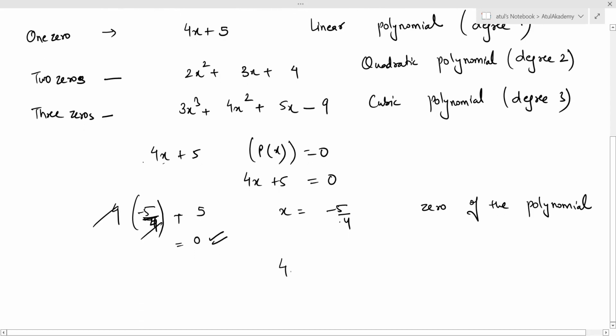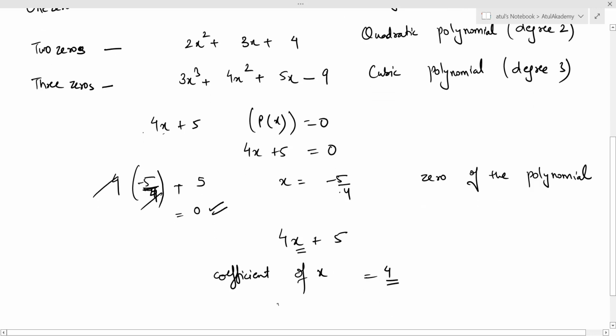Now here, what is the coefficient of x? That's 4. And 5 is a constant term. The constant term over here is 5. This was all about the linear polynomial.